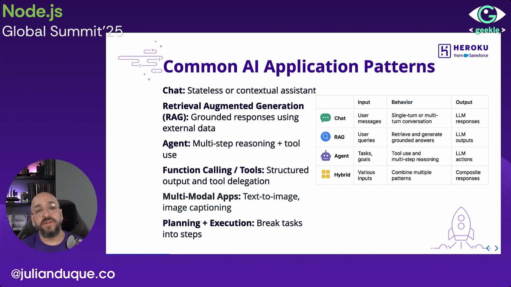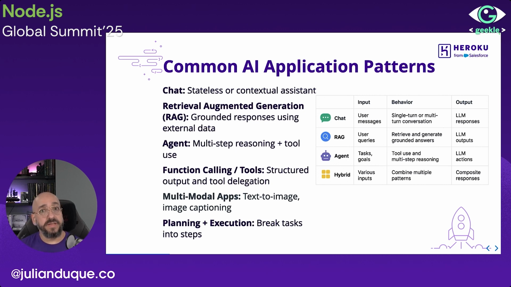We have Retrieval-Augmented Generation, or more commonly known as RAG, which grounds responses using external data. So we are augmenting the prompt with external data so we can get a more accurate response. The input is going to be a user query. I will be asking a question. The behavior: it will be retrieving and generating grounded answers, and we are getting LLM outputs.